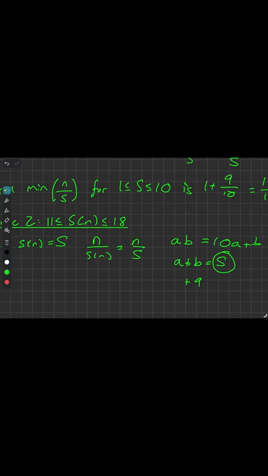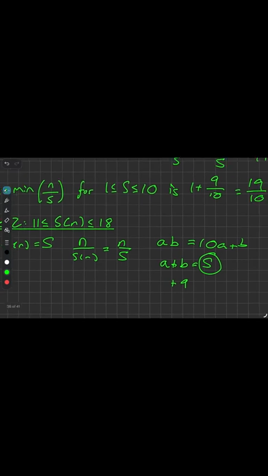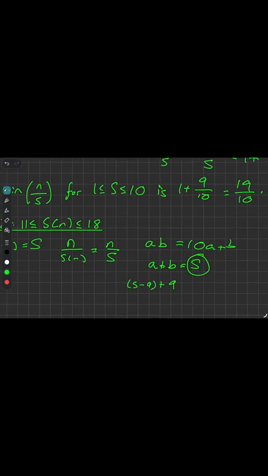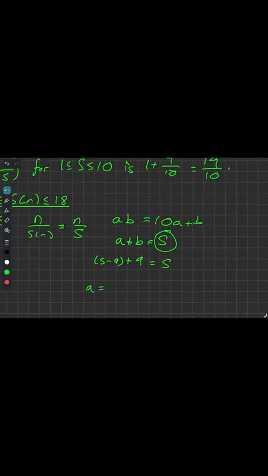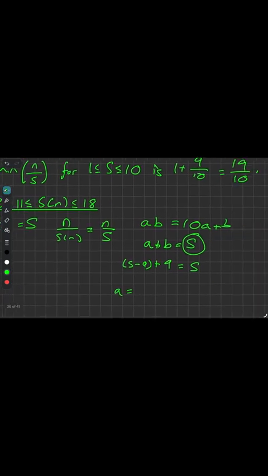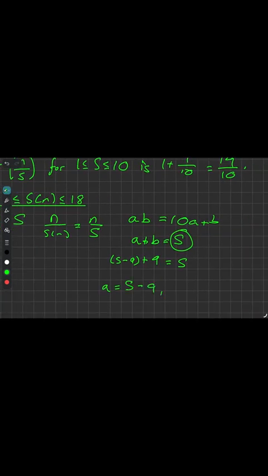Okay, so we have to just put 9 on b to minimize n, and then the remaining s minus 9 is going to go onto a, okay? So that the digit sum is s. Okay, so the smallest value of n for s between 11 and 18 occurs when a is equal to s minus 9 and b is equal to 9.